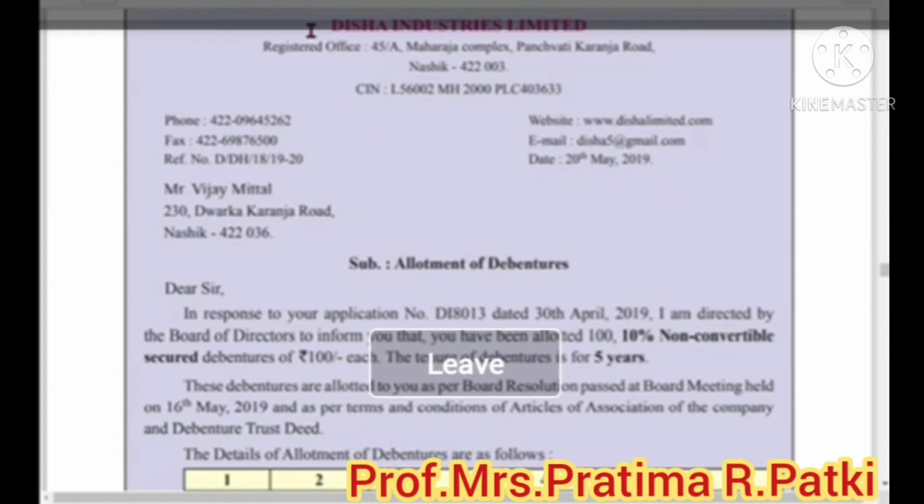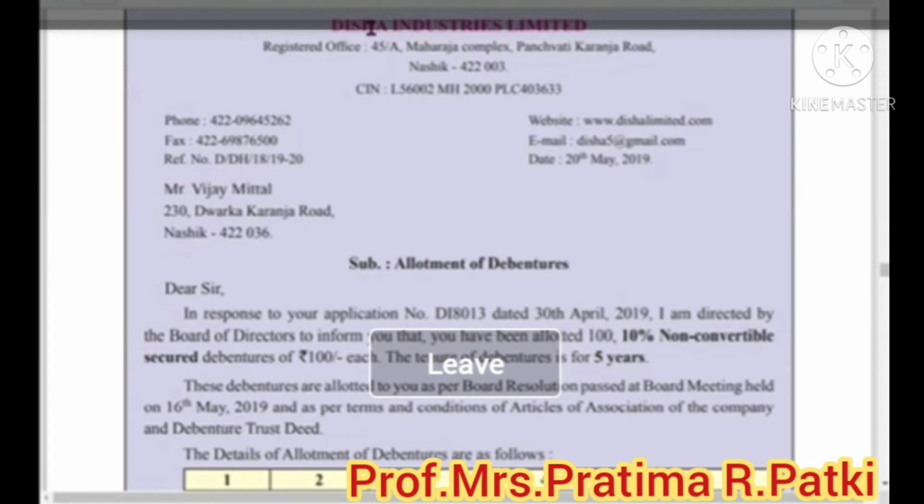Now let us see. Here the name of the company and registered address is given. After that, on the next line, the CIN number. Now, after the CIN number, we are writing the phone and fax, and exactly opposite, we are writing website and email. Next, we are writing the reference number, and exactly opposite to it, we are writing the date. The date has to be there on every letter, and the reference number. Then we are writing the inside address to whom we are writing the letter.